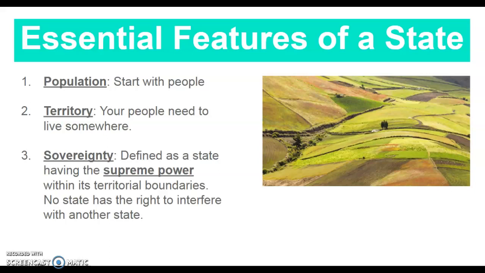Third is sovereignty. Sovereignty is defined as a state having supreme power within its territorial boundaries. No state has the right to interfere with another state. So when they have the sovereign or supreme power, that means that within their land, within their borders, they are the ultimate or top power.